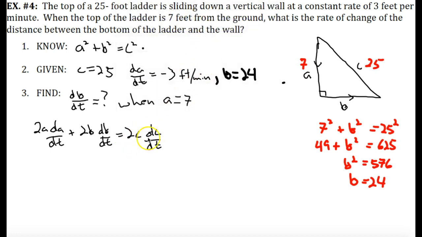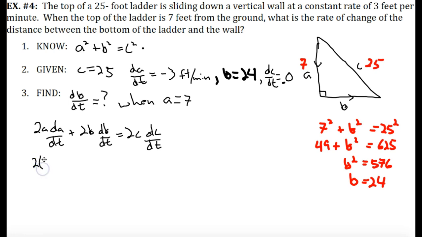All right. Now, I've got one last thing I don't know. I don't know dC dt. Well, dC dt is the rate at which c is changing. Well, c is the ladder. This length is not changing through the entire problem. This ladder is just sliding down. dC dt equals 0 because the length of the ladder is not changing. So now I have all the information I need. I can plug everything in.